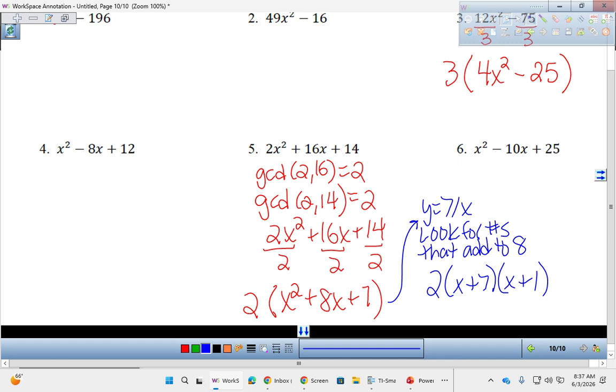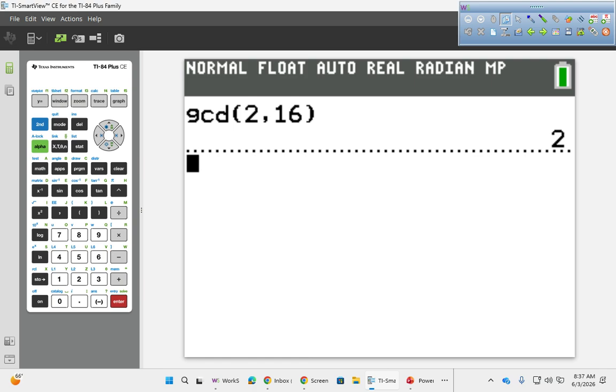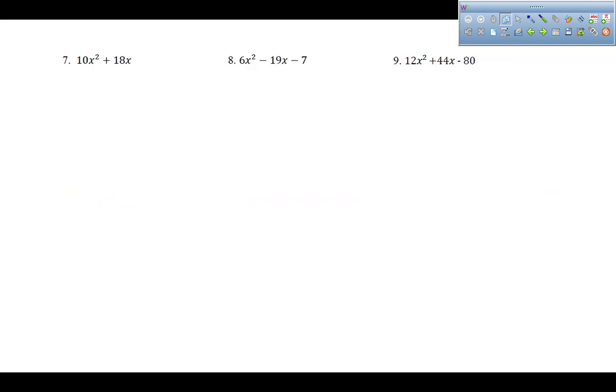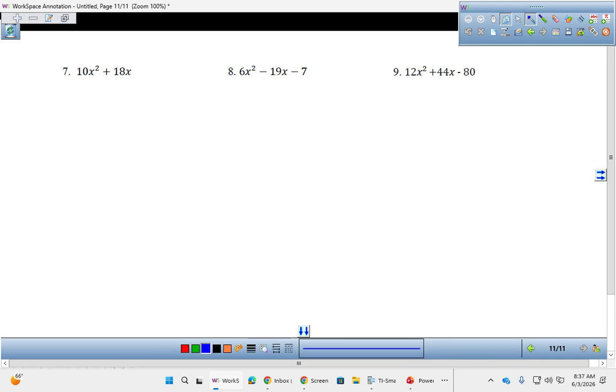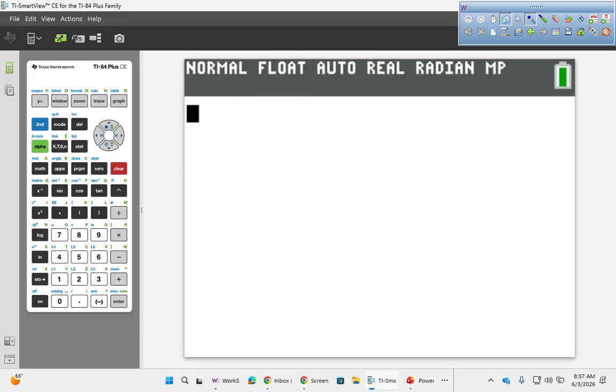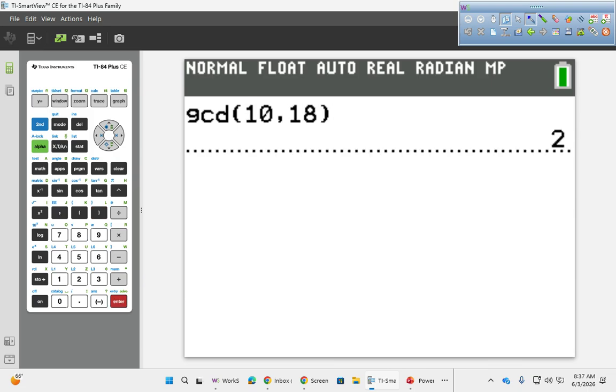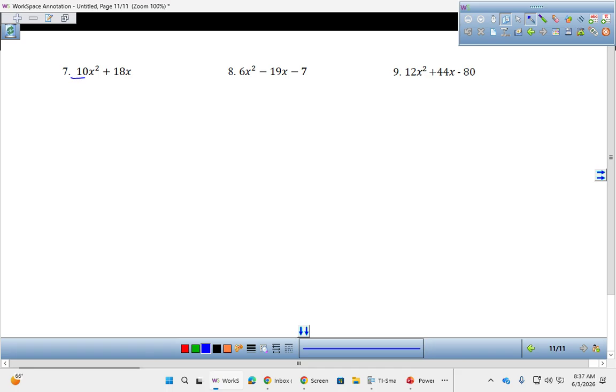All right, let's look at this last group. See if there's any GCF here. Number 7 is 2 terms, so it could be GCF. Let's look at the GCF between the numbers 10 and 18. Math, arrow to the right, 9, 10 and 18. Okay, well, I can divide out a 2.